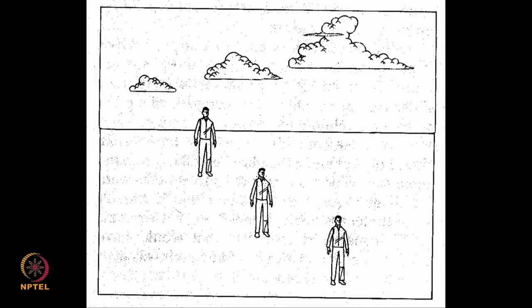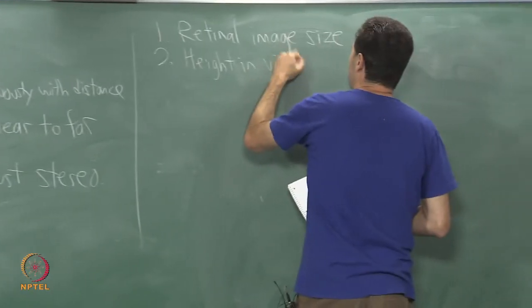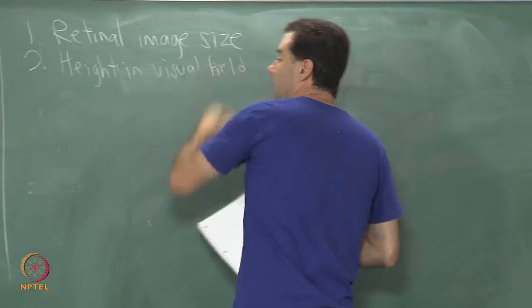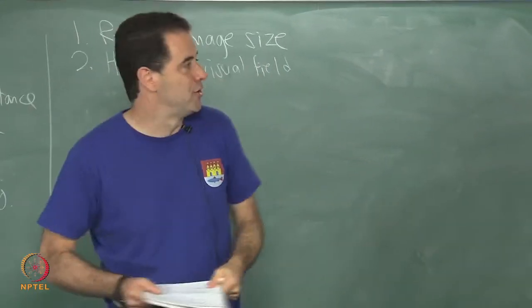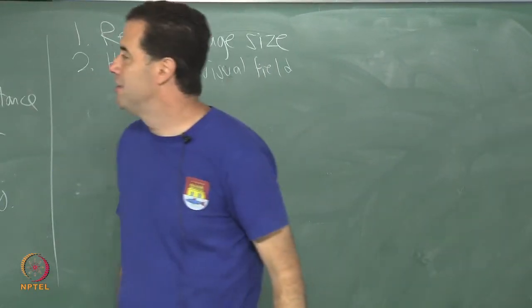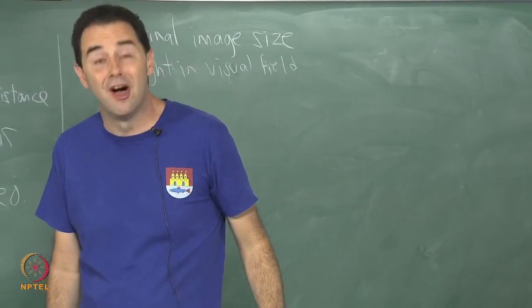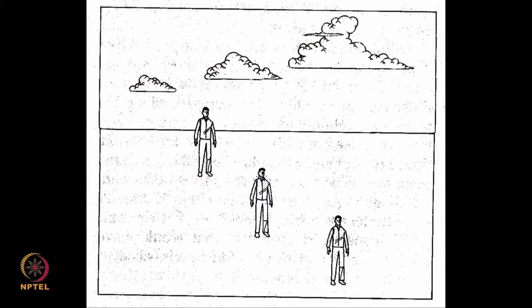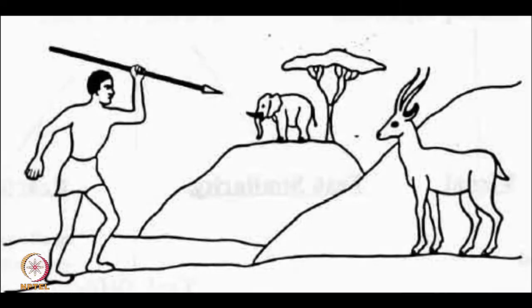Another thing we can look at is height in the visual field. So let me write that. Height in visual field. We didn't change the size of the person there. We just changed their height in the visual field. There's a horizon line, and so it appears that the man at the top is further away. That kind of information we're also using.